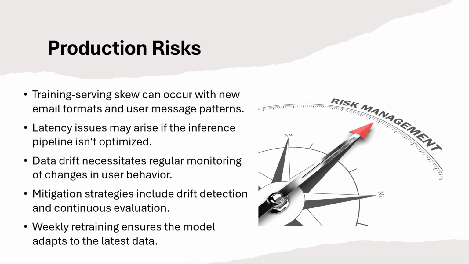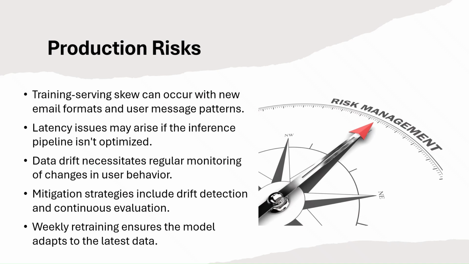The data drifts necessitate regular monitoring of changes in user behavior. When data drift happens, we need to take quick action, or we need to decide how much change we need to make to the model, or the retraining will simply help us to mitigate the data drift. Mitigation strategies include data drift detection and continuous evaluation, which is very important for us to serve the model with a high level of accuracy, meeting expectations.